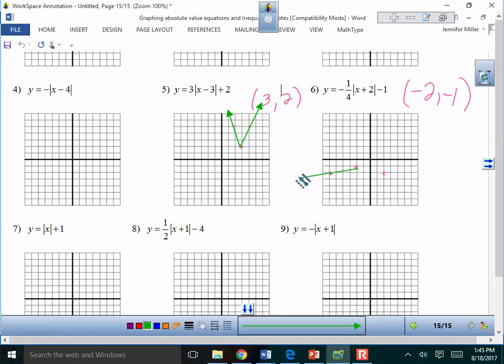Are we feeling pretty good about this, guys? We ready to move on to inequalities? Inequalities are like the same thing. The only difference is we're throwing a little bit of shade with inequalities, okay? Thanks.